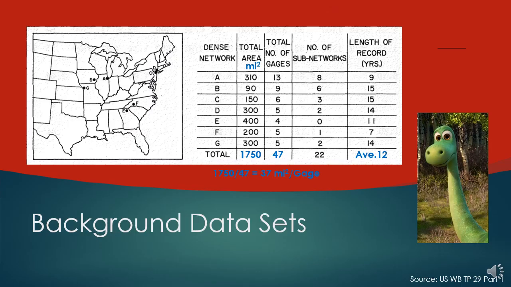Now, a little bit of background. There wasn't a lot of data around to actually do a great job of developing these curves, yet these curves are used all over the world. If you look here, there are 7 what they determined were dense networks, ranging from 90 square miles to 400 square miles, I think is the biggest one. But look at the length of record. Average length of record was about 12 years. So that's not much data at all to make these kinds of estimates that impact so much of our designed water infrastructure.